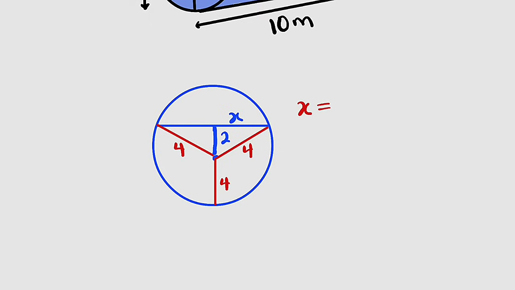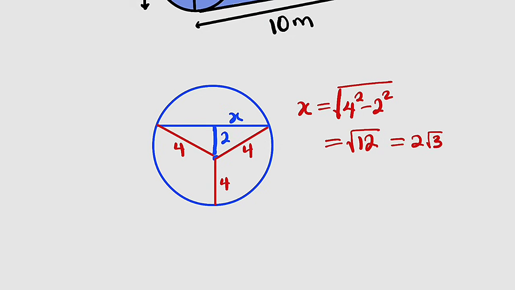x will be the square root of the hypotenuse squared minus this other side squared, which is 2 squared. 4 squared is 16. 2 squared is 4. 16 minus 4 is 12. So this is equal to square root of 12. But 12 can be written as 4 multiplied by 3, and square root of 4 is 2. And hence this is the same thing as 2 root 3. Therefore, x is equal to 2 root 3.